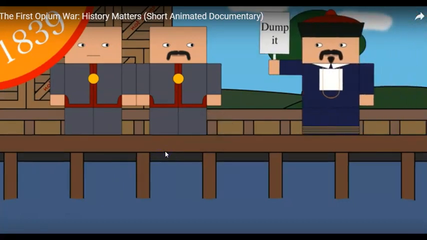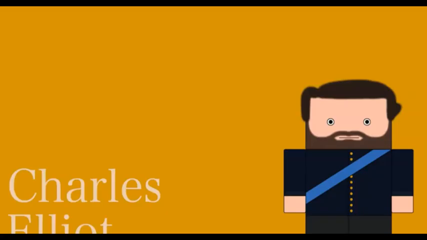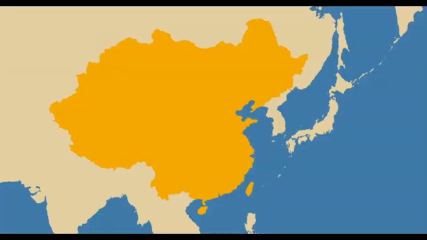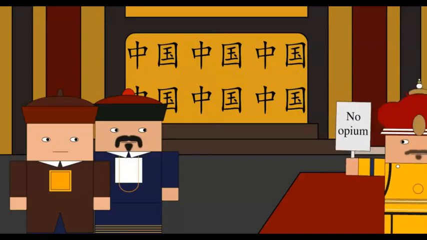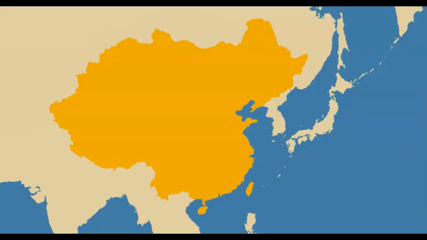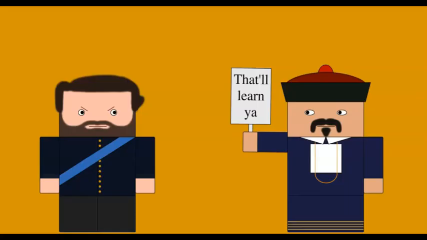Some chap has just ordered the destruction of some opium. Lin Zexu was the name of this man, a Chinese official who'd confiscated the opium from a man called Charles Elliot. The British had been making a lot of money selling it to the Chinese because opium is incredibly addictive. The Chinese government had banned its import and sale because it was ruining the country, but that didn't stop the British because money. Zexu had hoped that this open display of defiance would deter the British from continuing to sell opium to China. He was wrong.